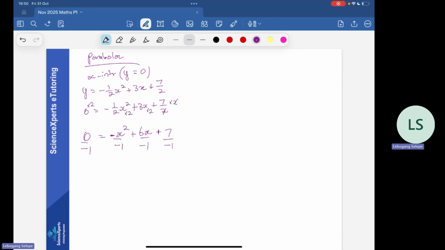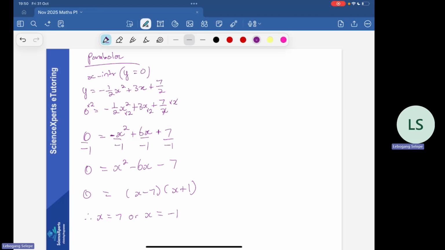Remember, at this step, guys, you still have a choice to use the quadratic formula. I just want to make a faster step, right? Then I would have 0 equals x squared minus 6x minus 7, right? Factorizing this, it would be x minus 7, x plus 1, right? So therefore, x is equal to 7 or x is equal to minus 1.